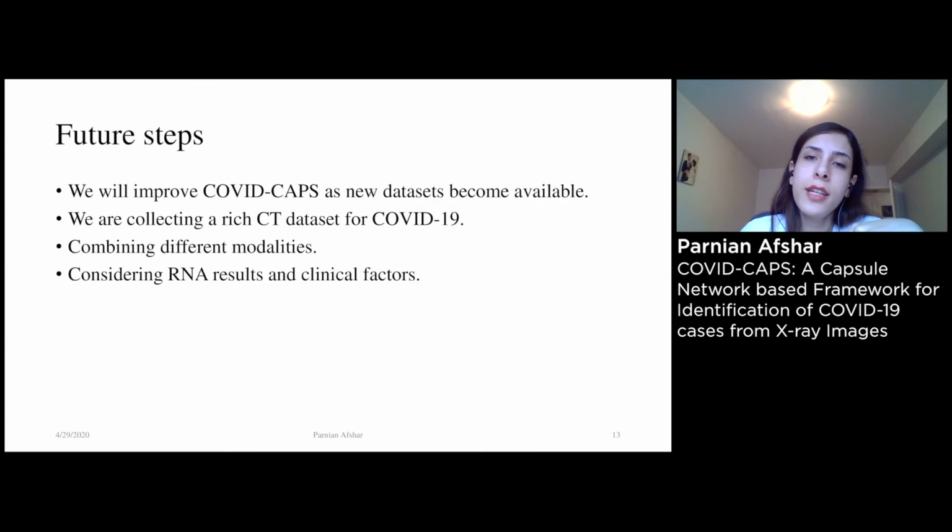We are continuously improving our COVID caps architecture as new data sets become available. We are also trying to collect a rich CT data set for COVID-19 to transfer COVID caps to a CT-based network instead of X-ray. And we also want to try to combine different modalities to see if different modalities can capture more detailed information and contribute to a higher accuracy. We also want to consider RNA results and clinical factors to improve the performance.